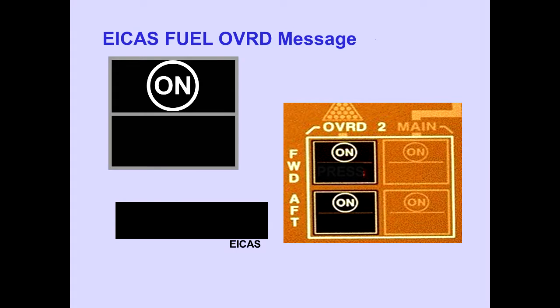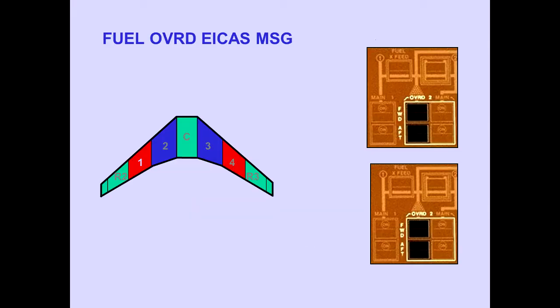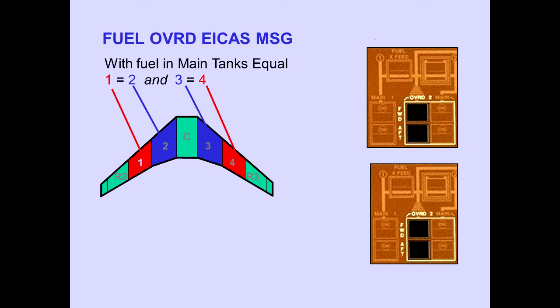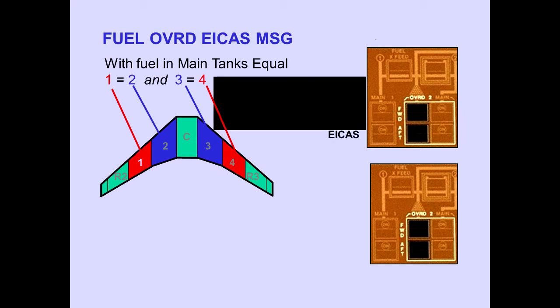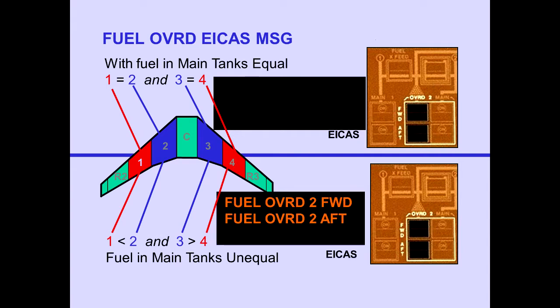The ICAS advisory message, fuel override, indicates an override jettison pump output pressure is low. The low pressure light also illuminates. With fuel in the main tanks equal and the main tank override jettison switches off, the override pump messages and lights are inhibited. With fuel in main tank 2 greater than main tank 1 and main tank 3 greater than main tank 4 and the main tank override jettison switches off, the ICAS message fuel override is displayed. The low pressure lights do not illuminate.